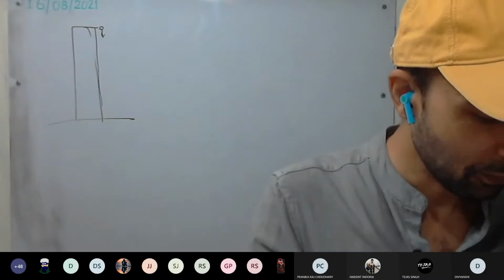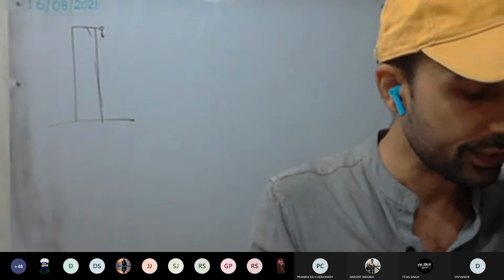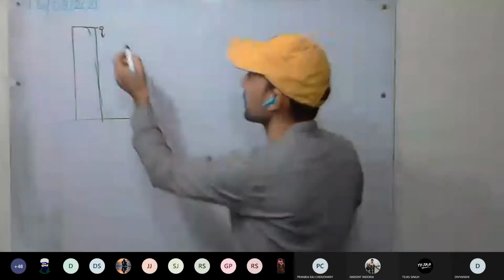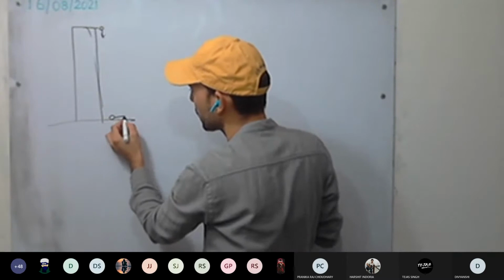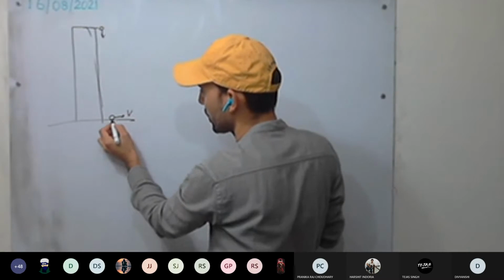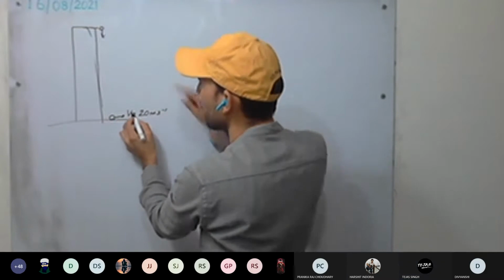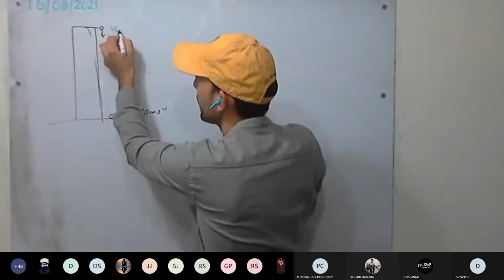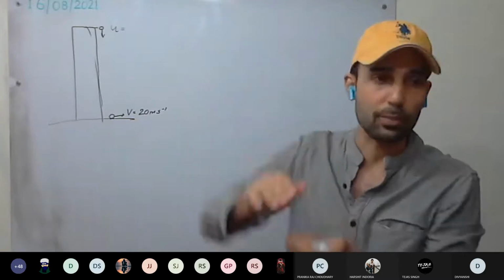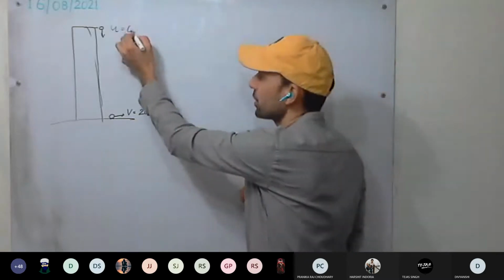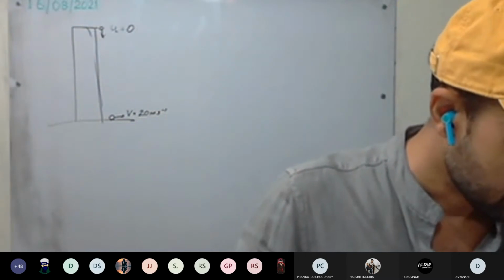A body is dropped from top of a tower. It acquires a velocity of 20 meter per second on reaching the ground. It means we have started the motion here, and on reaching the ground, its velocity is how much? Just reaching the ground, just before. 20 meter per second. This is the final velocity. So here initial velocity is how much? See, it is dropped. Dropped means just dropped. So it's 0. Initial velocity is 0.